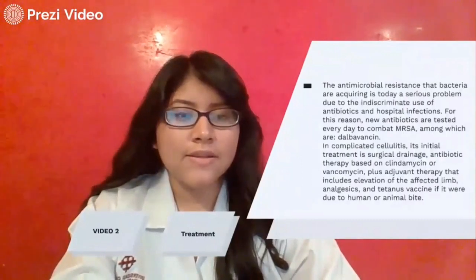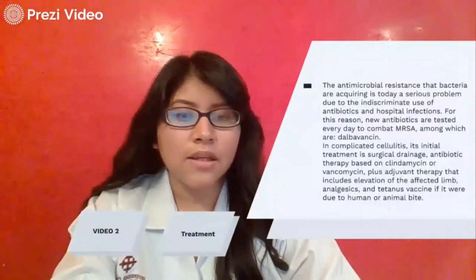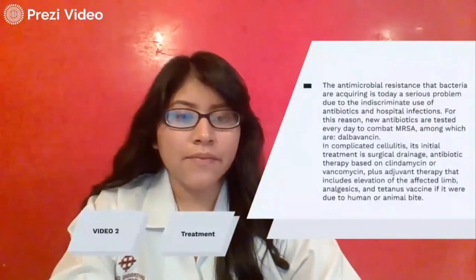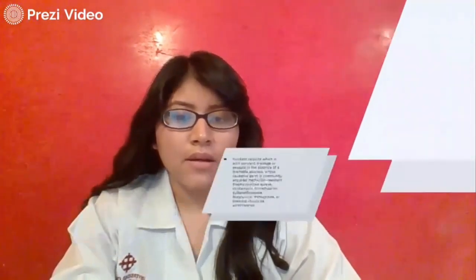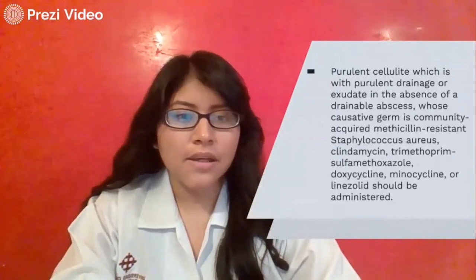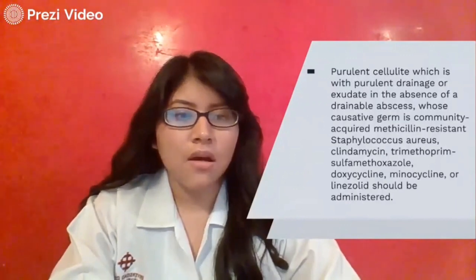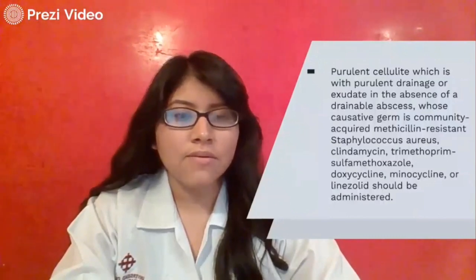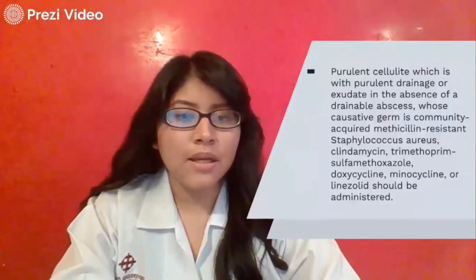In complicated cellulitis, the initial treatment is surgical drainage, antibiotic therapy based on clindamycin or vancomycin, plus adjuvant therapy that includes elevation of the affected limb, analgesia, and tetanus vaccine if it was due to a human or animal bite. Purulent cellulitis, with purulent drainage or exudate in the presence of a drainable abscess, whose causative agent is community-acquired methicillin-resistant Staphylococcus aureus: clindamycin, trimethoprim-sulfamethoxazole, or doxycycline should be administered.